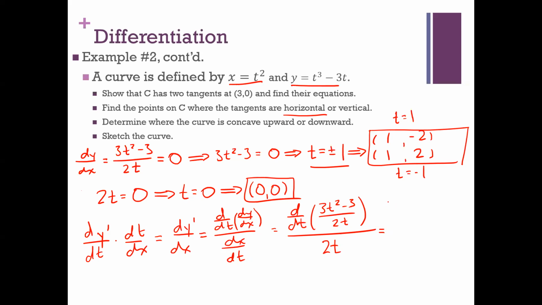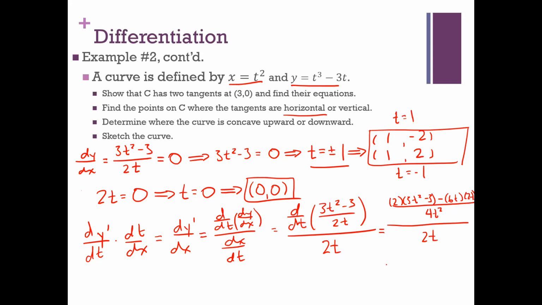As for you, go derivative of the bottom first. So 2 times (3t^2 - 3) minus 6t times 2t, all over what? 4t^2. All over 2t. So pretty gross.